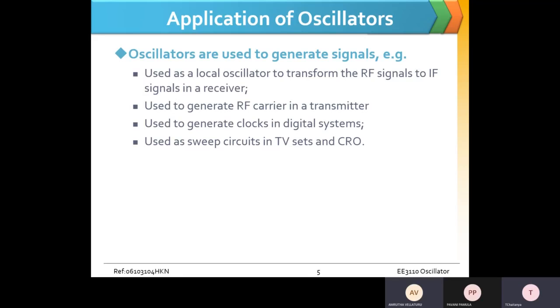And the applications of oscillators: we can use an oscillator as a switch circuit, in TV circuits and CRTs, as well as in clocks and digital circuits, and as an RF transmitter as well as on the IF signal receiver side. These are the applications of the oscillator.